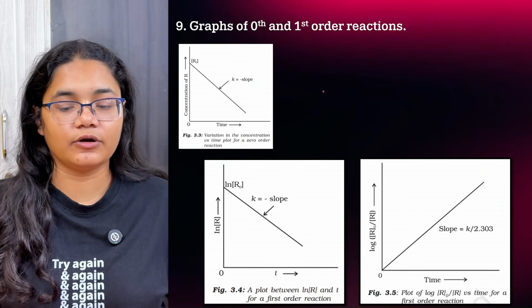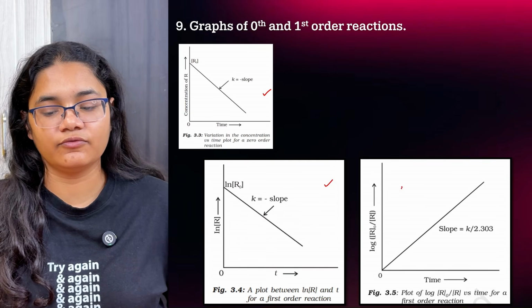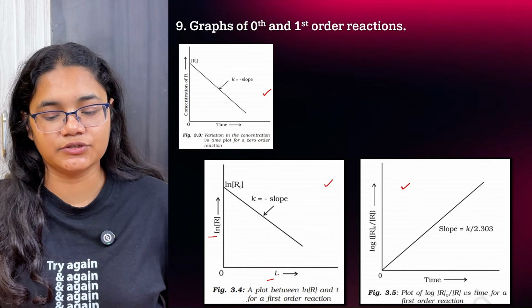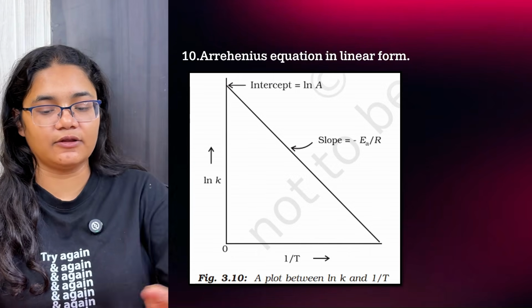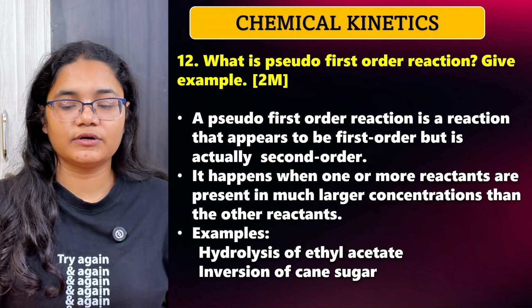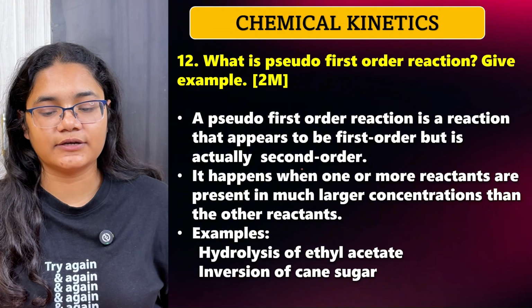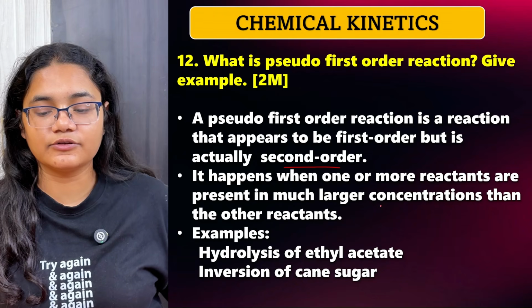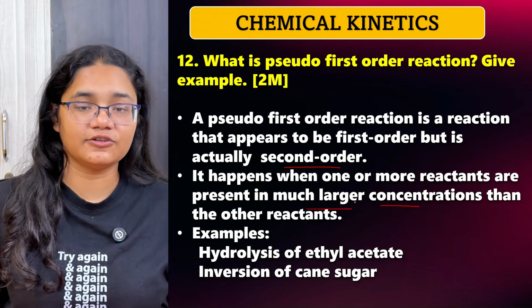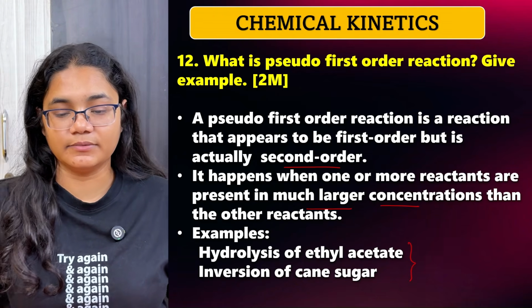Next, these are some important graphs for zeroth order. These are two for first order. You have to see what is given in the question and then draw the diagram accordingly. Next, Arrhenius equation in linear form. This is the diagram. Next, what is pseudo first order reaction? Those reactions which are actually second order but appear to be first order because one of the reactants is present in large concentration. Here are the two examples.